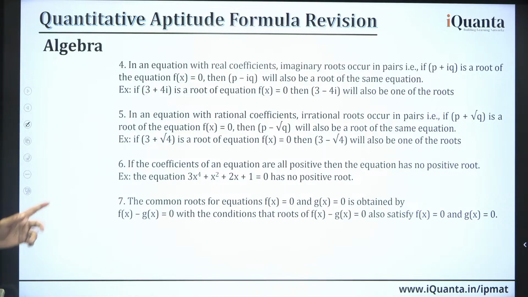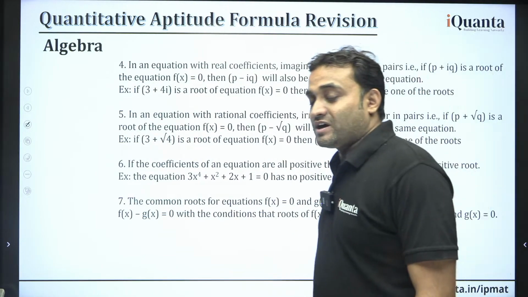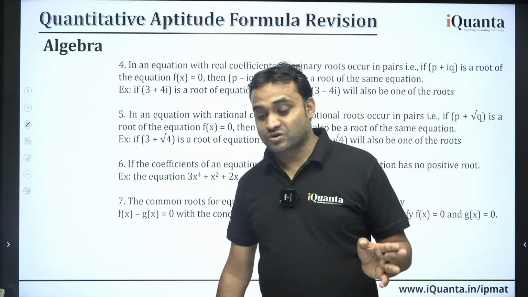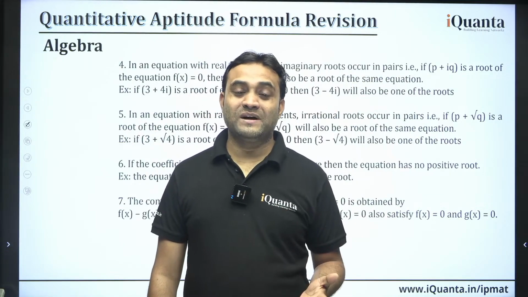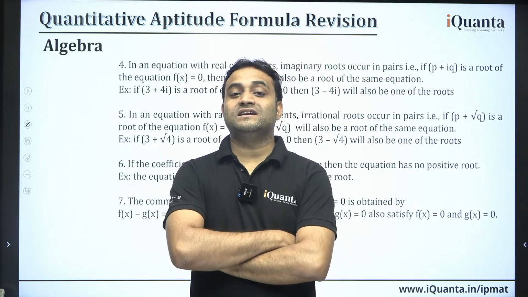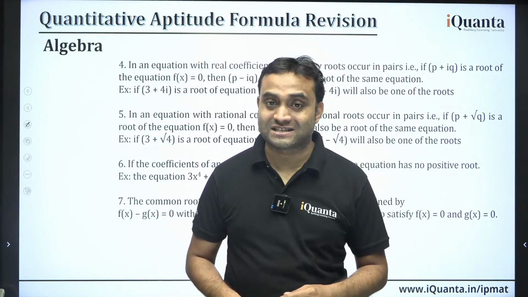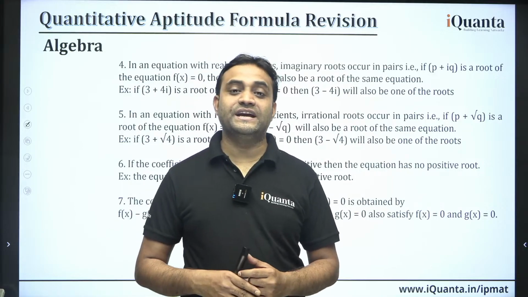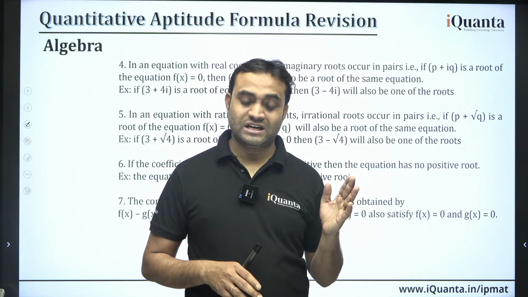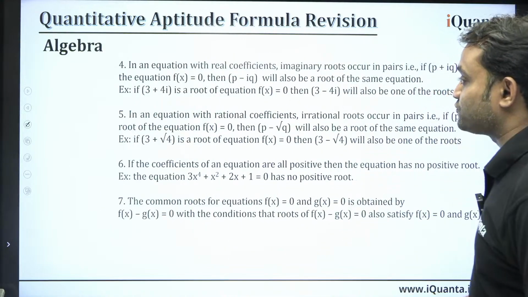Done. So it says in an equation with real coefficients, imaginary roots occur in pairs. So whenever you are getting imaginary roots, it will always be in pairs, okay. There cannot be one imaginary root or three or five imaginary roots. If let's say there is an equation of degree 7, the number of imaginary roots of this equation can be 2, or 4, or 6. So the number of imaginary roots of any equation can only be 0 or a multiple of 2: 0, 2, 4, 6, 8 and so on. It cannot be an odd number of imaginary roots, okay.